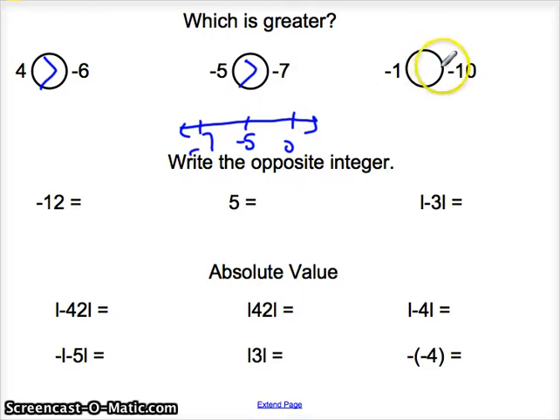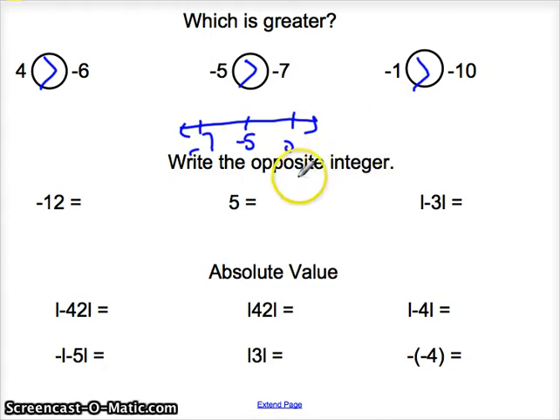Again, we have -1 and -10. What number is greater? We have two negative numbers. Negative 1 is closer to 0, so therefore negative 1 is greater than negative 10.